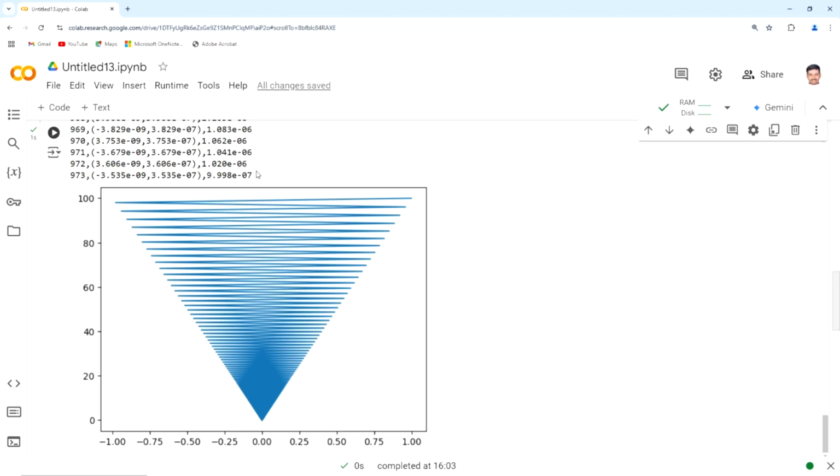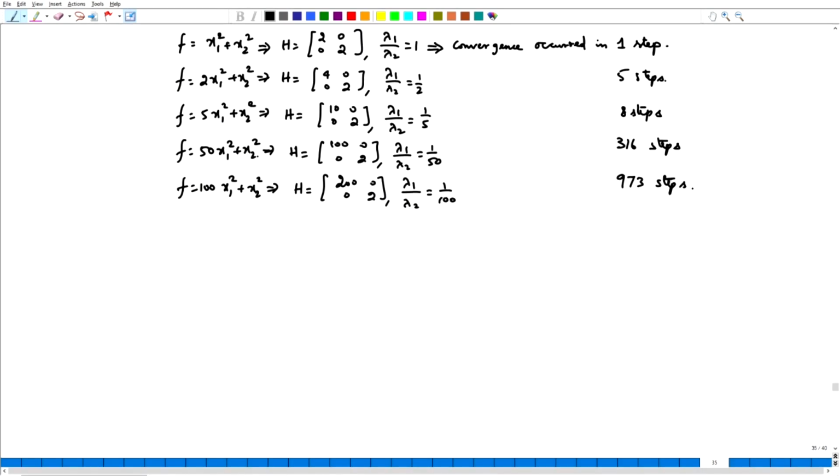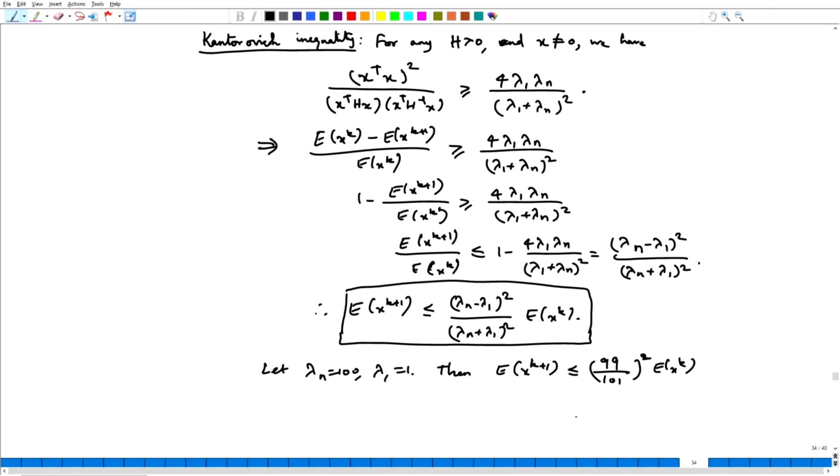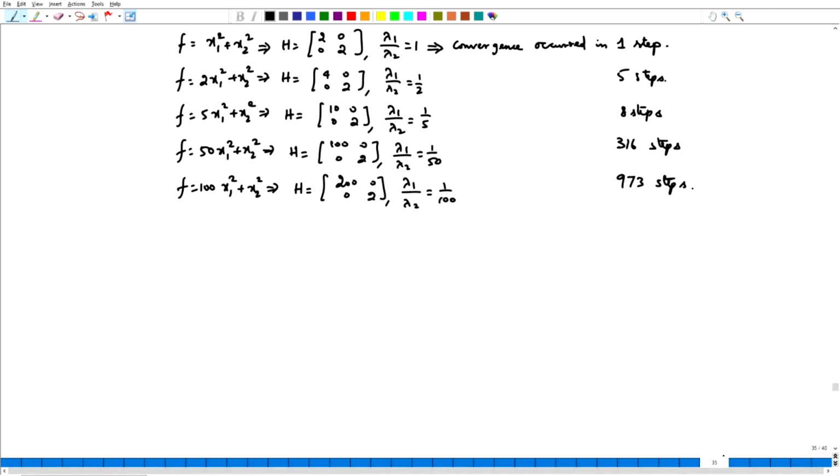And what is the reason? It is because of this quantity that we had written down: e of x k plus 1 depends on lambda n and lambda 1. So, if it turns out that lambda 1 by lambda n is very low, then the number of steps it takes is quite huge. This actually gives you a picture of how the gradient descent algorithm works.